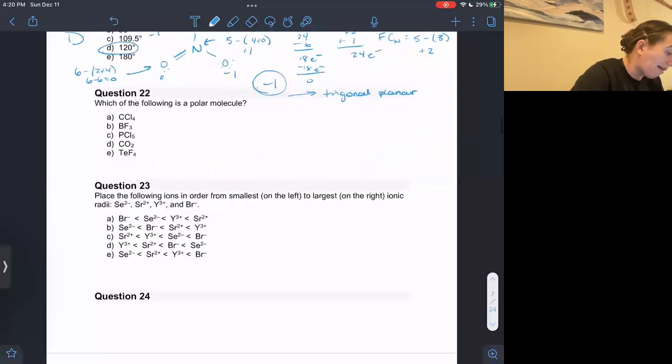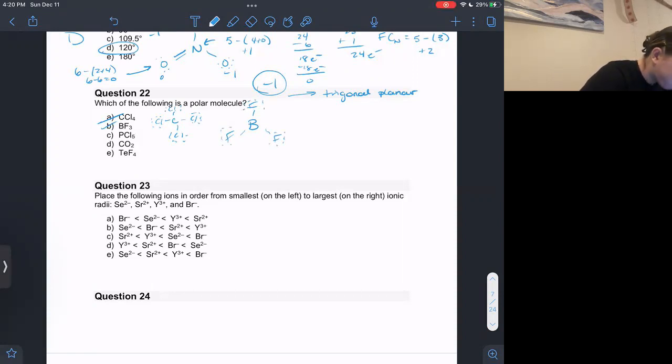Okay, awesome. For question 22, which of the following is a polar molecule? Okay, CCl4, I know this one. That one's going to be nonpolar. BF3, I know is an exception. So that's also going to be nonpolar.